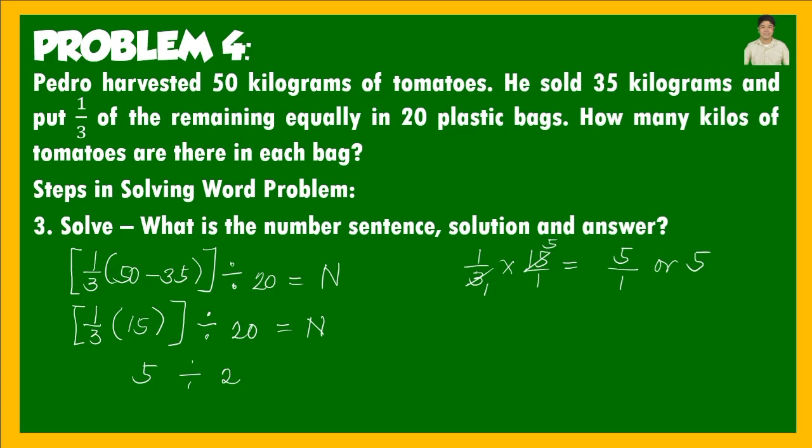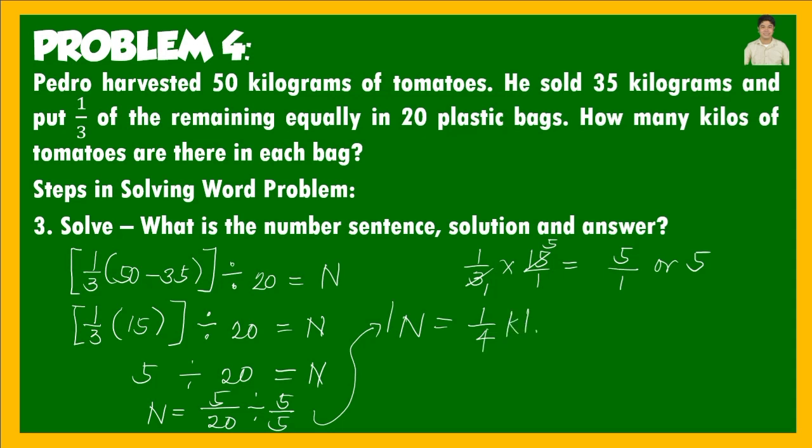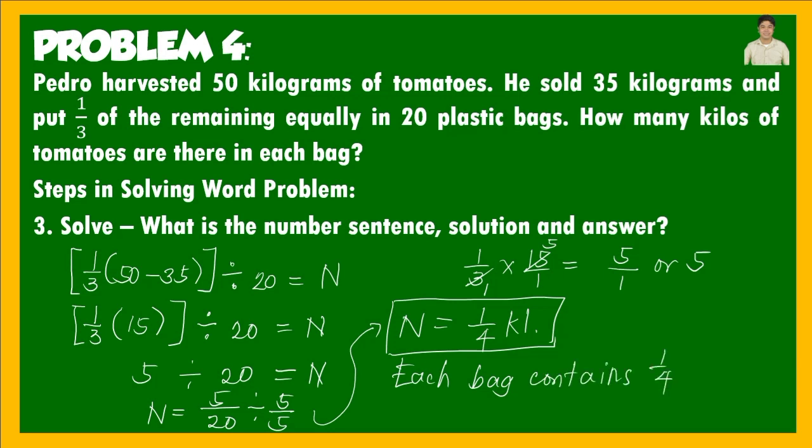Divided by 20 is equal to n. So, 5 divided by 20 is the same as 5 over 20. So, pwede natin yung i-simplify by dividing the GCF 5. So, n is equal to 1/4. Okay, so 1/4 kilo. So, ibig sabihin, each bag contains 1/4 kilogram of tomatoes.